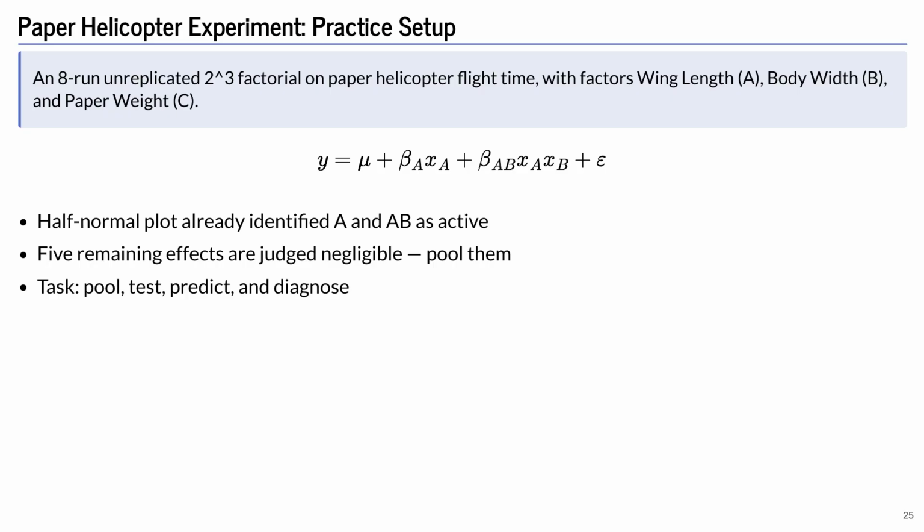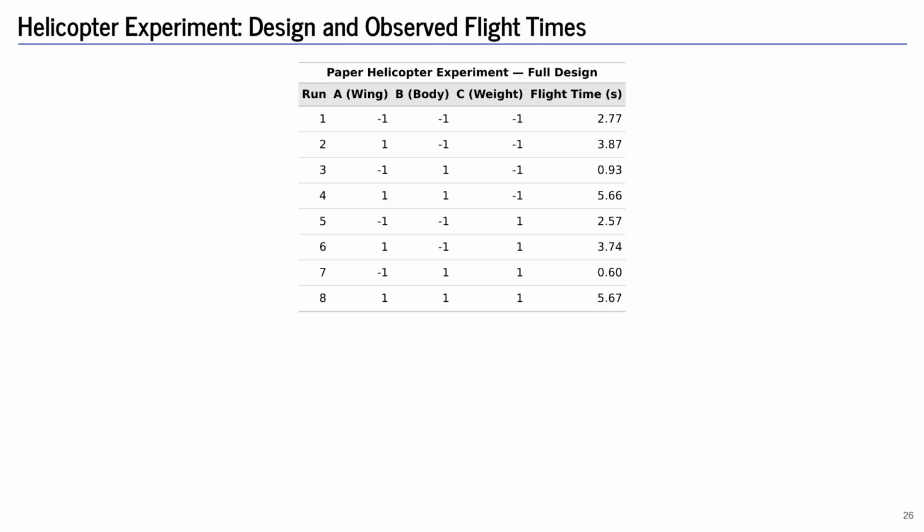The task is identical to what we just did for the yield experiment. Pool the 5 negligible effects into an error estimate, run F-tests as a consistency check, write the prediction equation, and examine the residuals. The workflow does not change with the experiment. Only the numbers do. Here is the helicopter dataset.